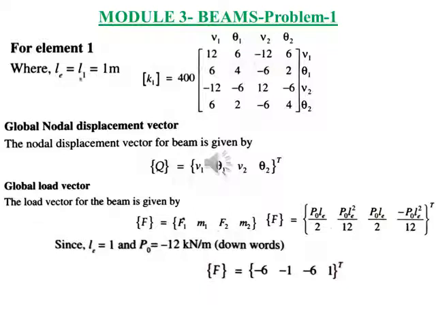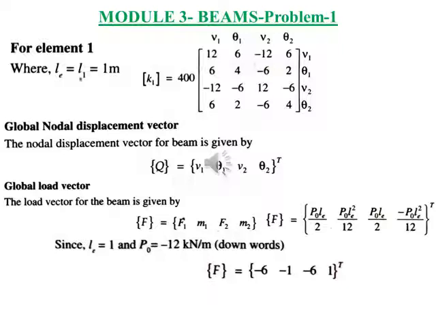So the global displacement vector can be written as mu1, theta 1, mu2, theta 2, and the force vector can be written as f1, m1, f2, m2, that is load and moment. So load at node 1 is PL by 2 and moment is P naught L square divided by 12. Similarly, load at node 2 is given by the formula PL divided by 2 and moment is given by the formula minus P naught L square divided by 12.